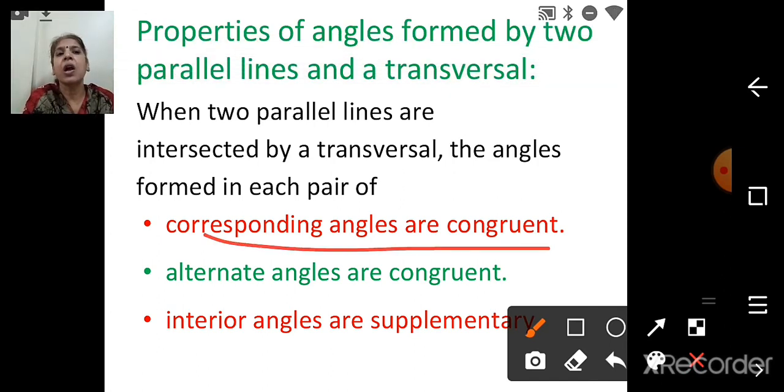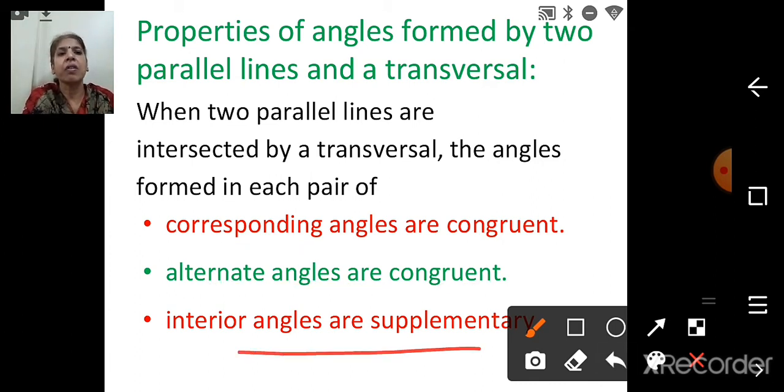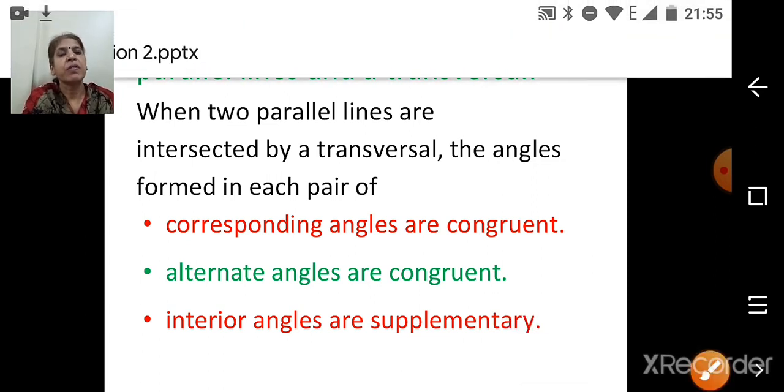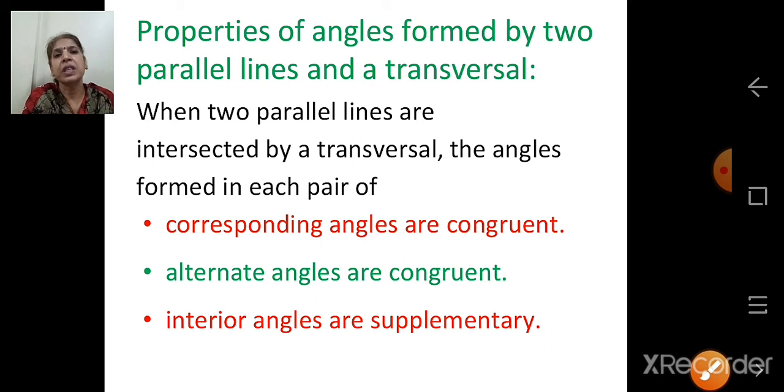corresponding angles are congruent. We know that the angles formed by a transversal are in pairs and they are grouped. Which angles are they? Corresponding angles, interior angles, alternate angles, right? So what are the properties of the angles formed? Corresponding angles are congruent, alternate angles are congruent, interior angles are supplementary. Interior angles are supplementary means the sum of the interior angles is 180 degrees. These angles are formed in pairs. So we have to remember these three important properties.